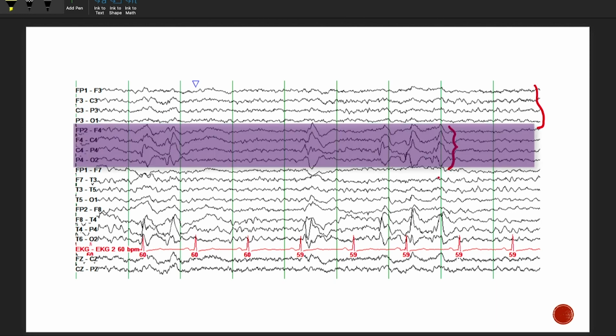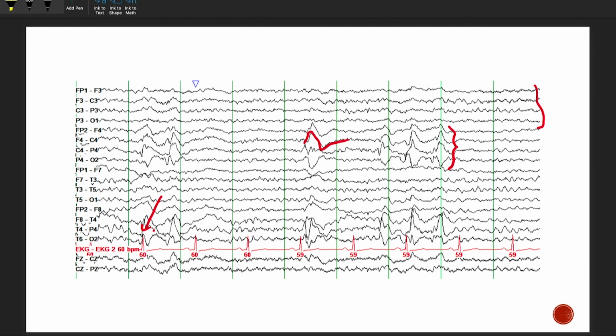You can see asymmetric slowing and sharp waves. You're seeing this slow activity that is here, and you're seeing some of these sharp waves that are here. So this is suggestive of an abnormality in the right hemisphere. You want to rule out a structural abnormality, so this person definitely needs imaging. If you do not have an MRI in your facility, you should at least get a CT scan. An ideal test would be an MRI of the brain.